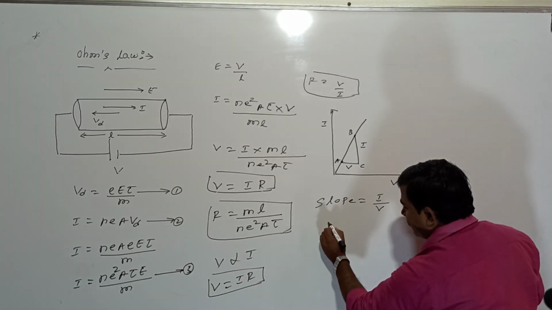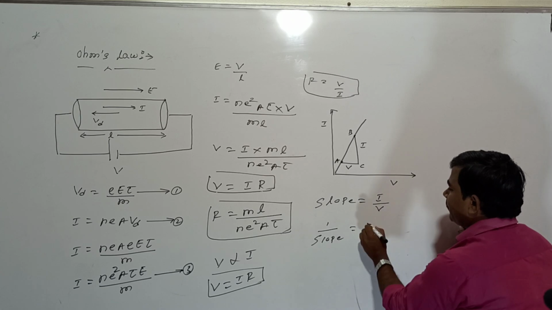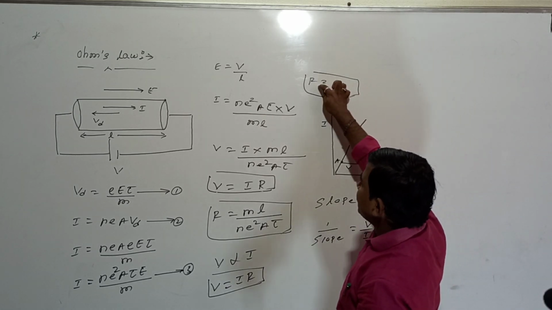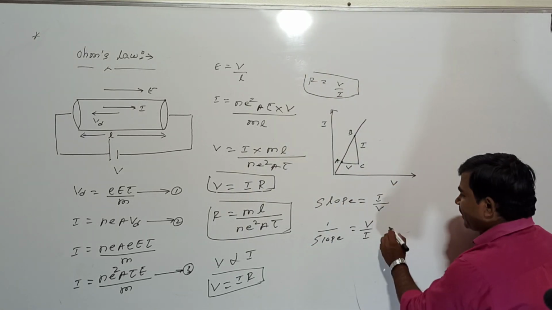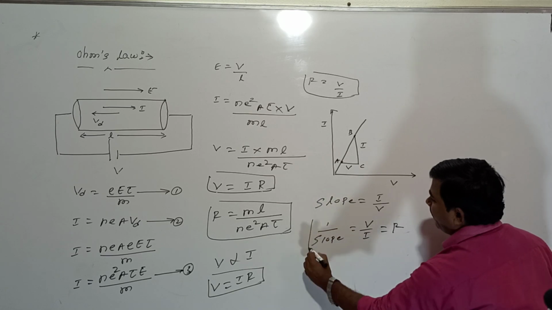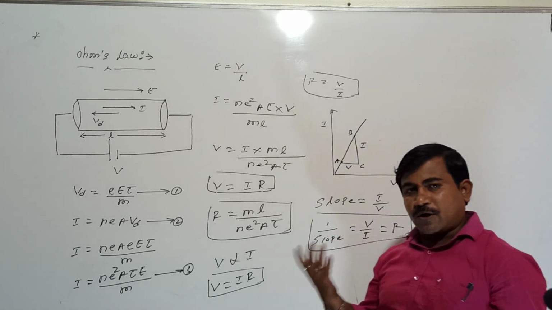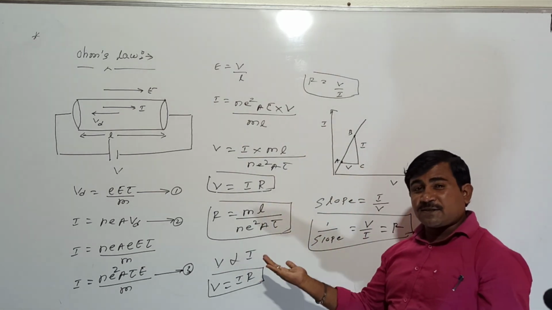Then remember, I want to write 1 by slope. 1 by slope is equal to how much? That is V by I. But what is V by I? That is the resistance of the conductor. 1 by slope represents the resistance of the conductor. I mean, on the VI characteristics graph, if I take the reciprocal of the slope, that will represent the resistance of the conductor. We will study the resistance of the conductor separately.